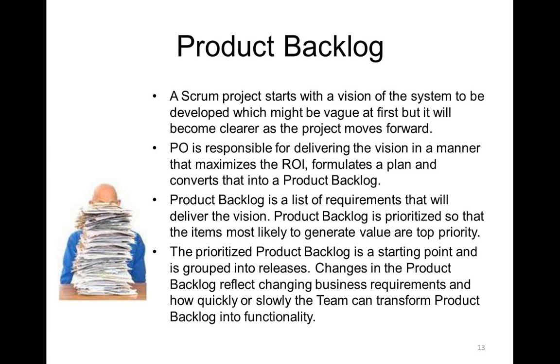Okay? So now let us come back to the product backlog, how the team is going to work. When the team starts working, the first thing that the team comes across is the product backlog. A project starts with a vision of the system to be developed. This vision is given by the product owner. So basically the product owner will come up with the idea that, okay, this is what is required.